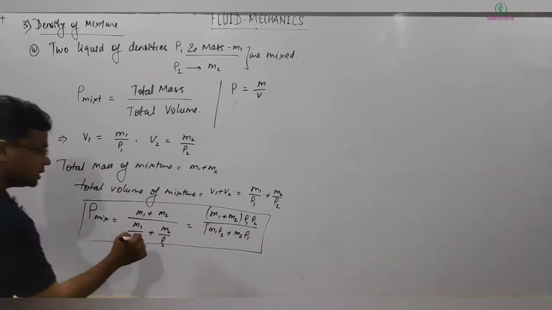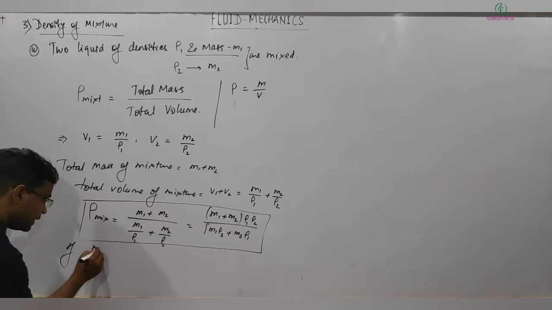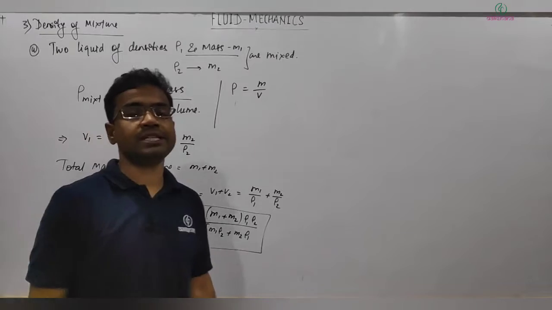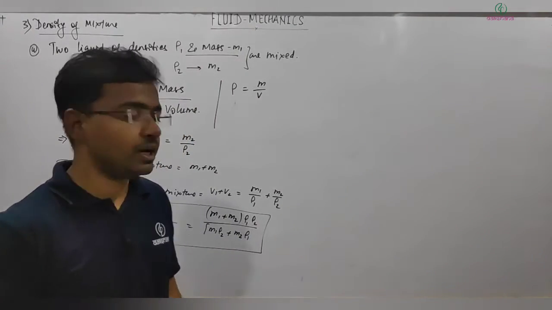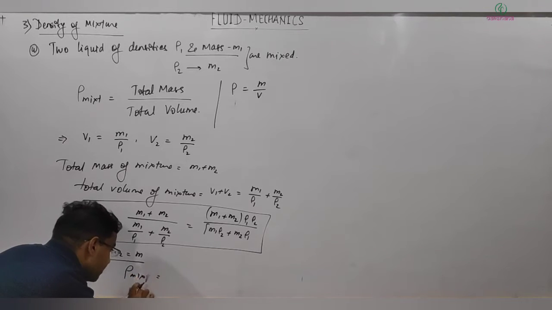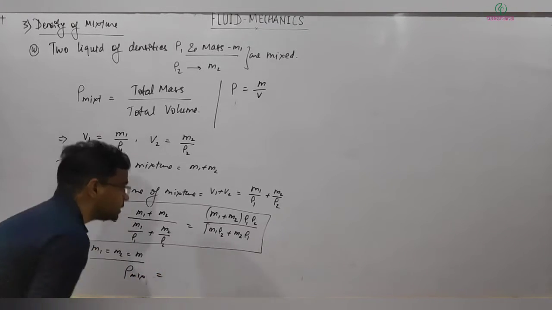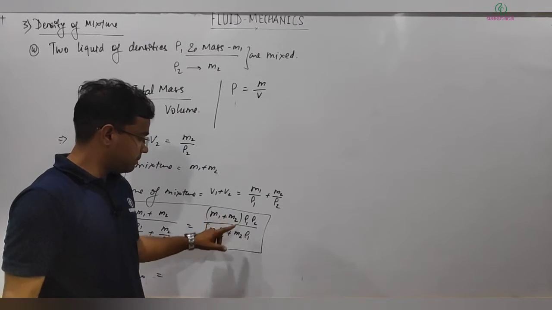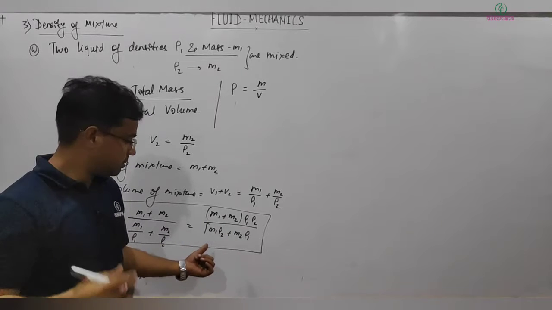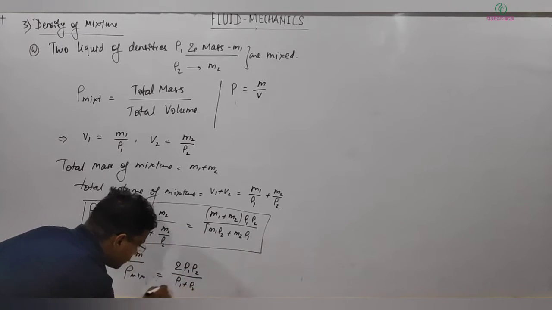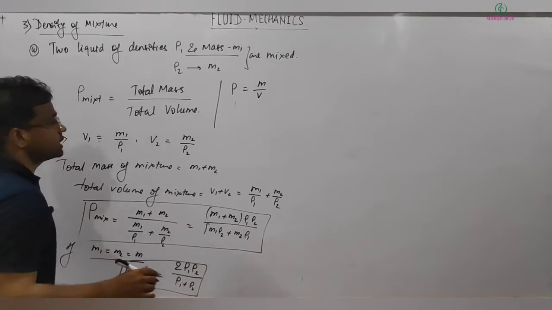Here we can talk about one special case. Let's say m1 equal to m2 equal to m, means both the liquids are mixed in the same quantity, same mass. In that situation, in this relation we can substitute m1 equal to m2, so it will be 2m divided by m, m can be taken out and cancelled, and it comes out to be simply 2 rho 1 rho 2 divided by rho 1 plus rho 2.